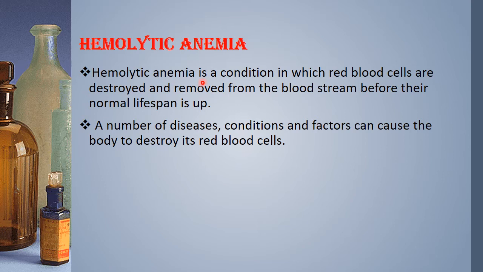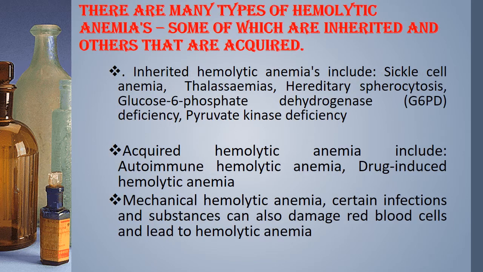So there is hemolysis of the red blood cells, and there are many causes that lead to the breakdown of red blood cells, and therefore they do not have a normal life span. So what are the causes of that? Again, as I mentioned regarding the pernicious anemia, some of these causes are considered inherited. Some of them are considered acquired. Inherited: sickle cell anemia, thalassemia, spherocytosis, glucose-6-phosphate dehydrogenase, pyruvate kinase deficiency.